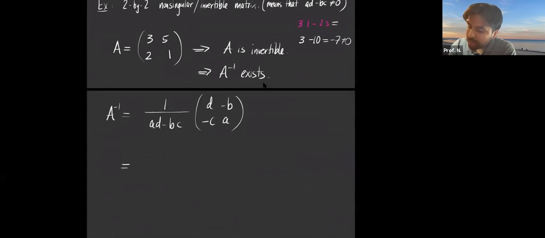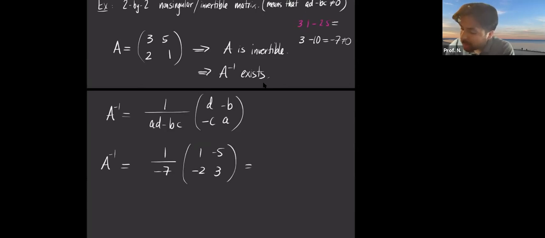So using this formula, what do we get? We get 1 over -7, and we switch the 3 and the 5, and we negate the off-diagonal entries, and we get -2, -1. This, my friends, is the inverse. Or you can write this as 5/7, -1/7, 2/7, -3/7.